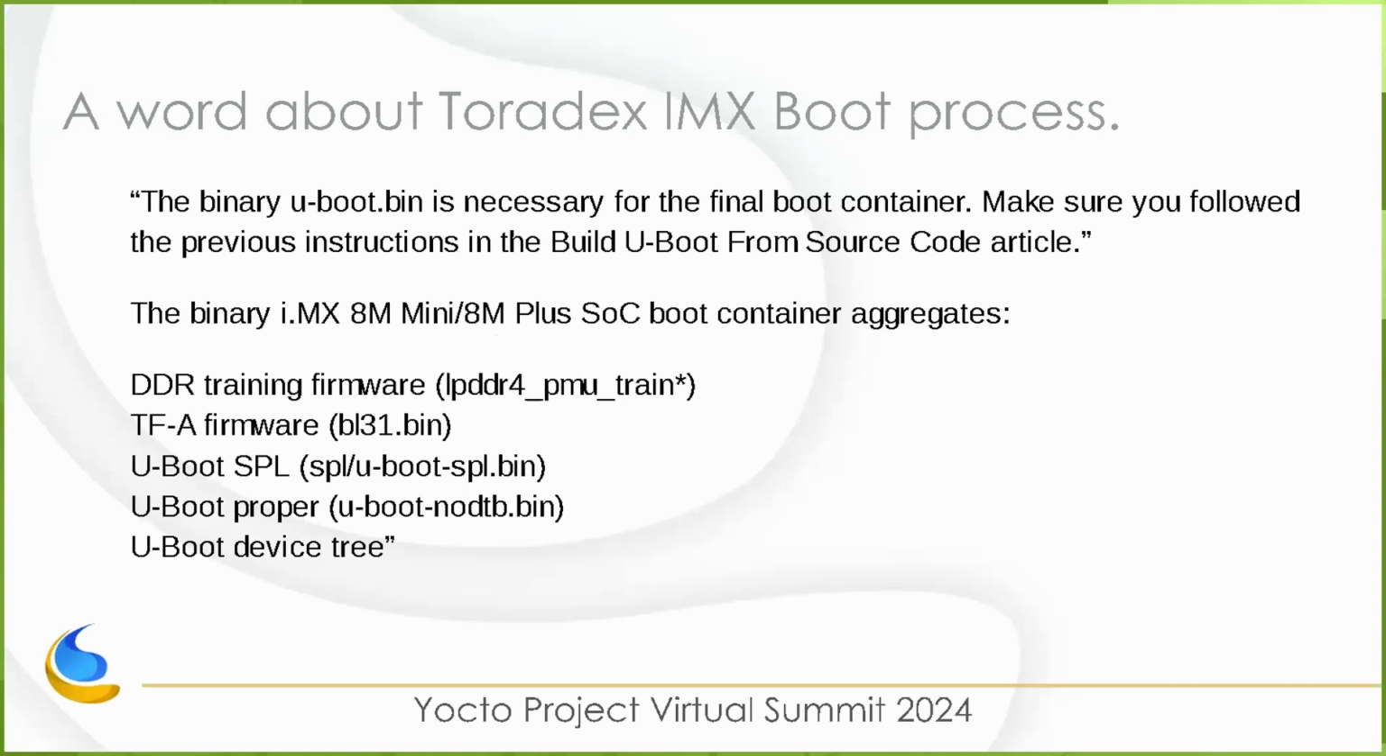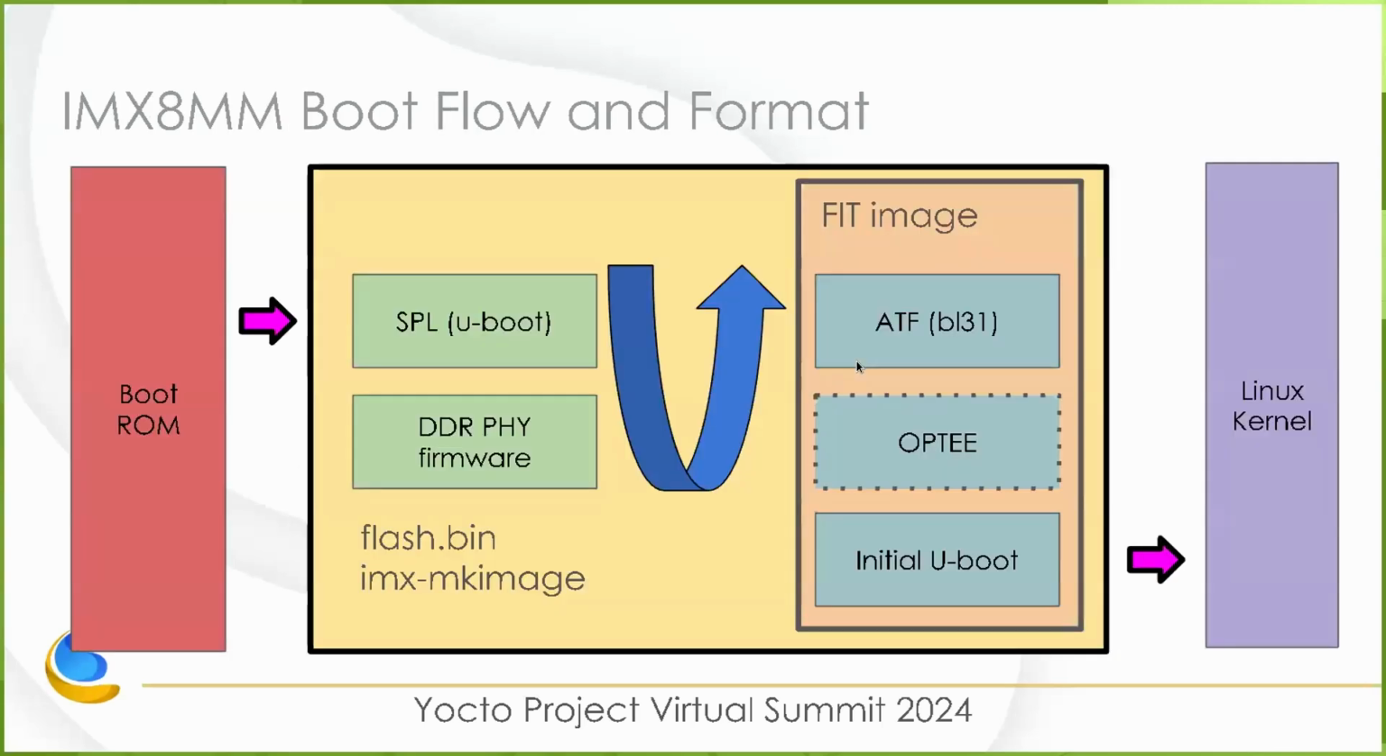They use something called a boot container. The binary u-boot.bin is necessary for the final boot container. This binary boot container takes the DDR firmware, ARM trusted firmware, U-boot secondary program loader, U-boot initial, and U-boot device tree and packages it all up. And how does this look? Well, this is the boot flow.